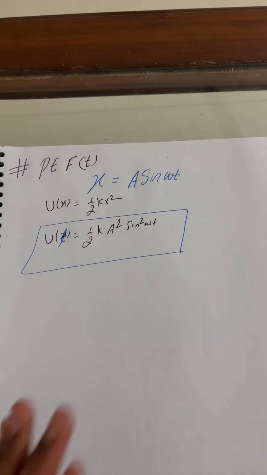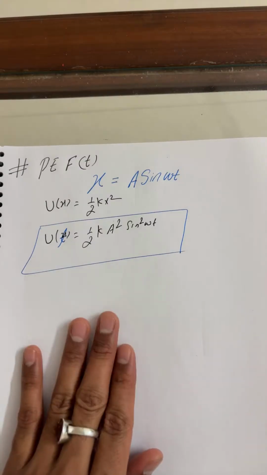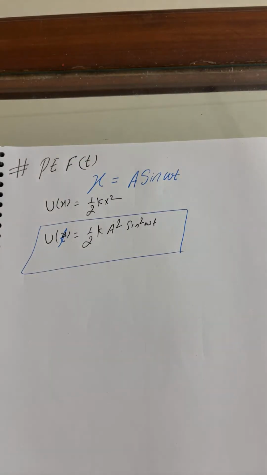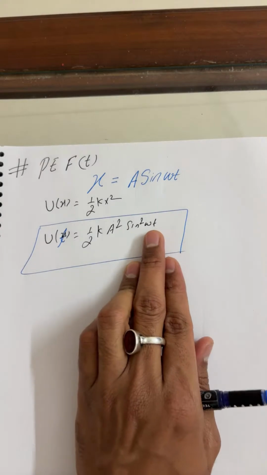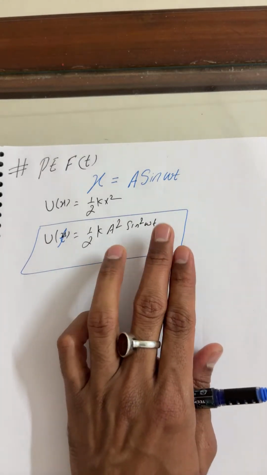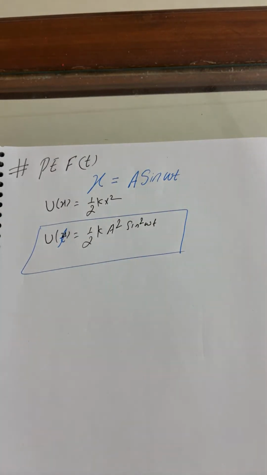Here, I'm not considering the initial phase. If a phase is mentioned, then you can simply write sine squared of omega t plus phi. These things you have to keep in your mind. They are highly important and useful.